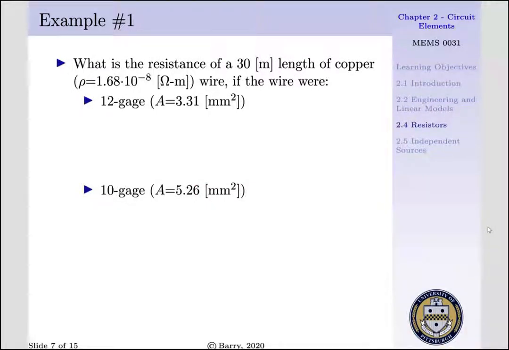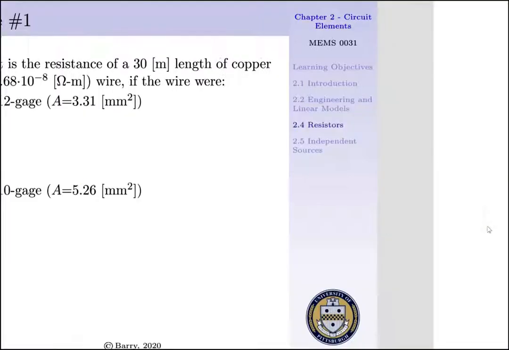Say we have a 30-meter length of copper that has an electrical resistivity of 1.68 times 10 to the minus 8th ohm meters. And we have two different gauges, a 12 gauge and a 10 gauge wire. We want to determine the resistance in ohms of each of these wires. For us to begin, we'll look at a 12 gauge wire. The cross-sectional area of a 12 gauge wire is 3.31 millimeters squared.